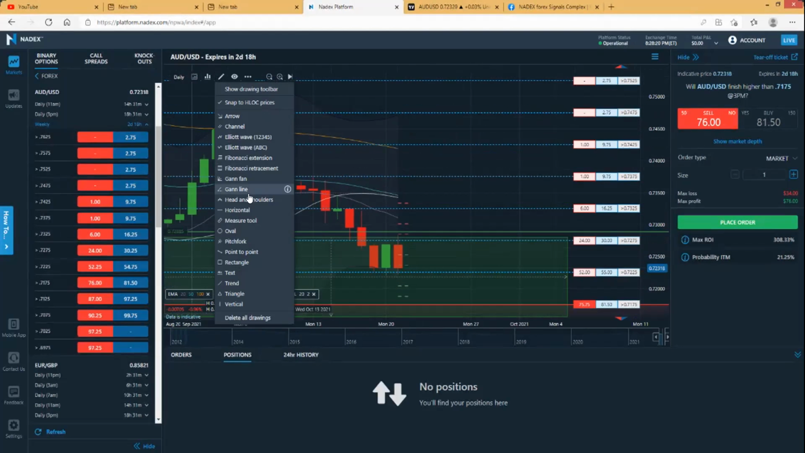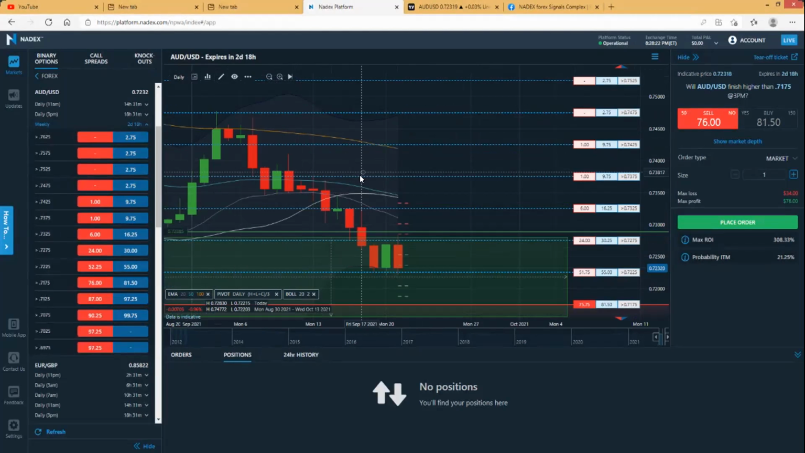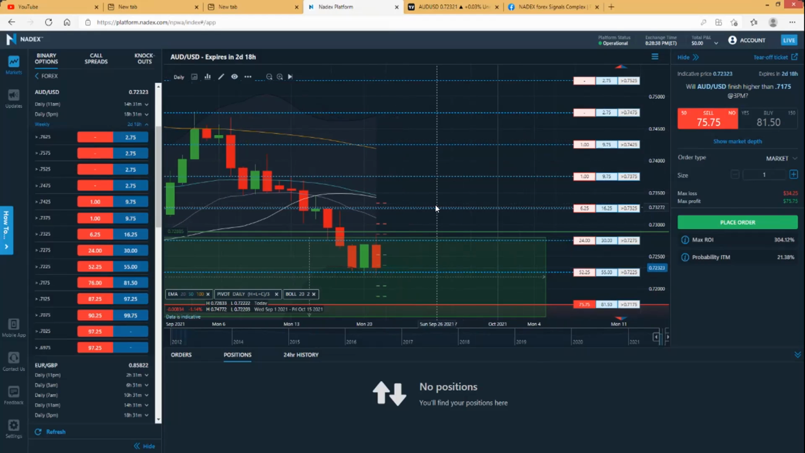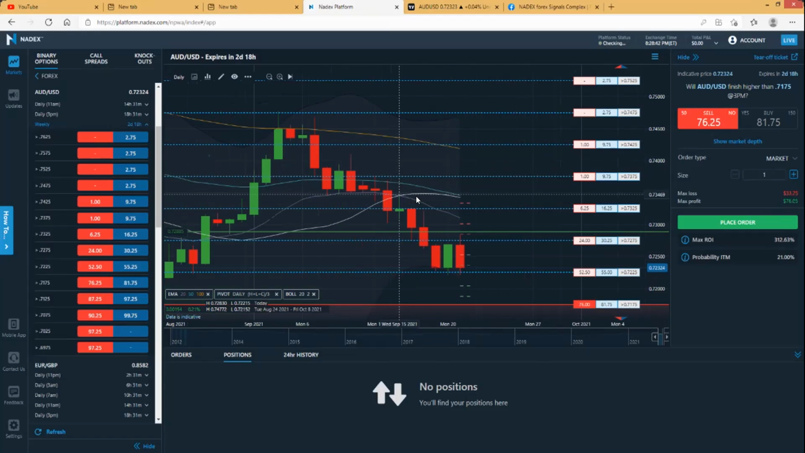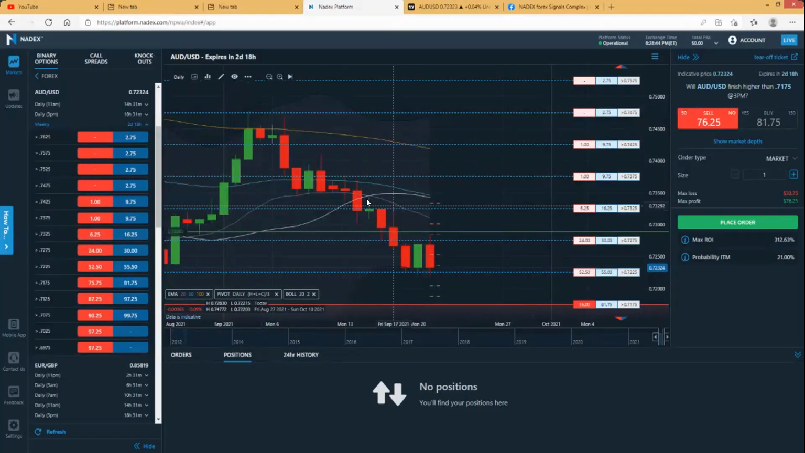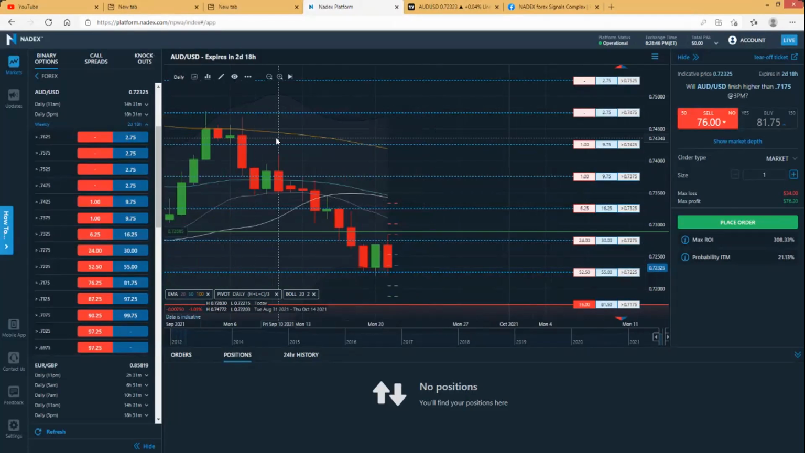Trying to avoid these nasty wicks over here that would stop out any retail Forex trader. So you'll risk 30 to make $70. These are basically weekly options on Forex. This basically is a trend strategy.